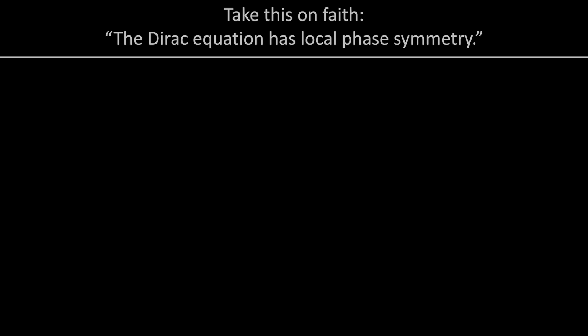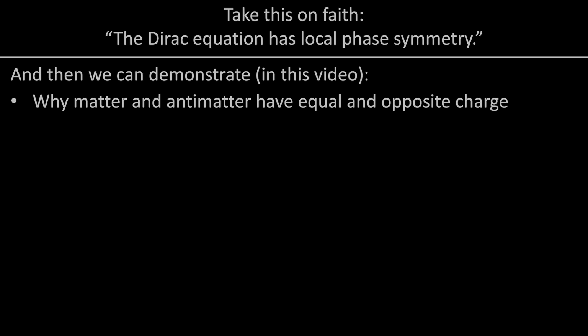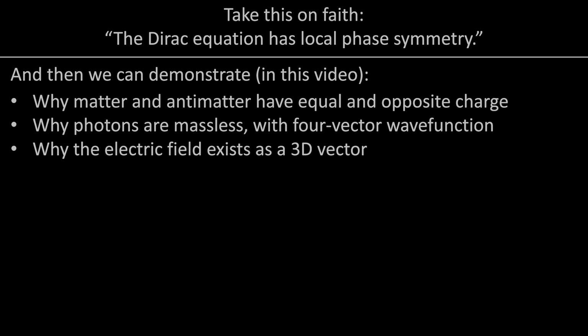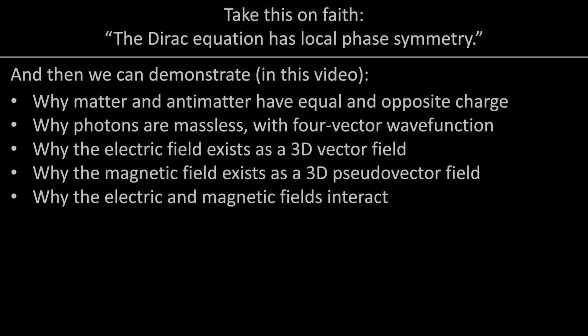Here is a brief overview of what we're going to be talking about in this video. First, we're going to take it on faith that the Dirac equation has local phase symmetry. So we're going to go into what is the Dirac equation, what is phase symmetry, and then we're going to demonstrate why matter and antimatter have equal and opposite charge, why photons are massless with a 4-vector wave function, why the electric field exists as a 3D vector field, why the magnetic field exists as a 3D pseudo-vector field, why these electric and magnetic fields interact.